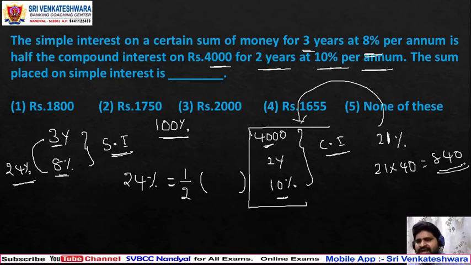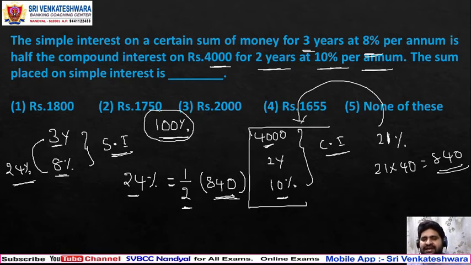So this will be the amount. So that 24% is what, 21% is 840. That means the simple interest on this particular sum, that is 24%, is equal to half of the compound interest in the second case. Half of 840, which is 420. If 24% is 420, I require 100%, how much? That is the sum.